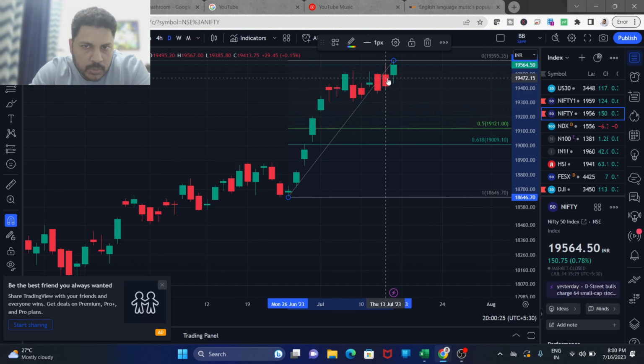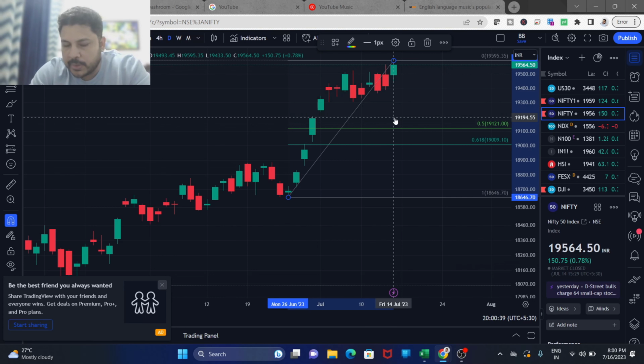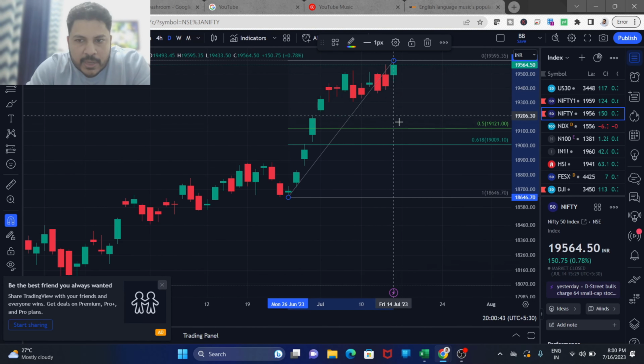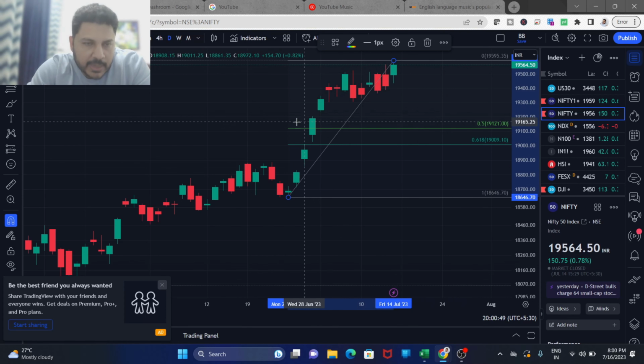Any support and resistance will work in this fashion. You need to see that if a candle is dropping into a support zone, the next candle should take out the high of the dropping candle, and then that will be your entry point. So remember that. This is on a daily time frame. 19,121 is a good support for you where you can take an entry.